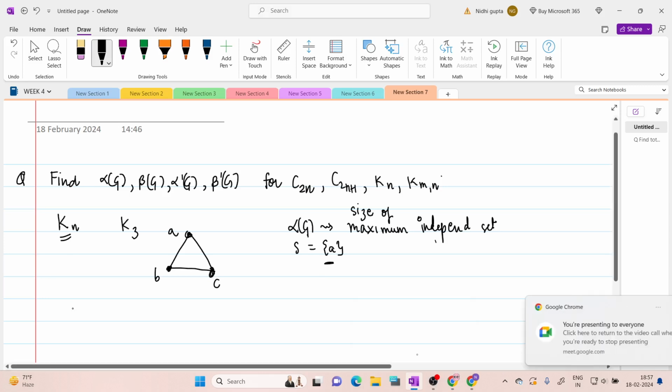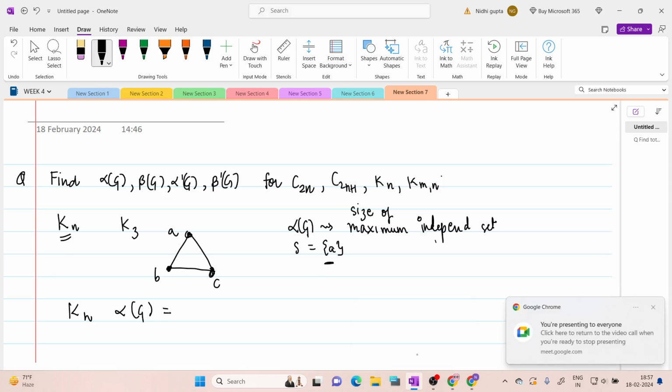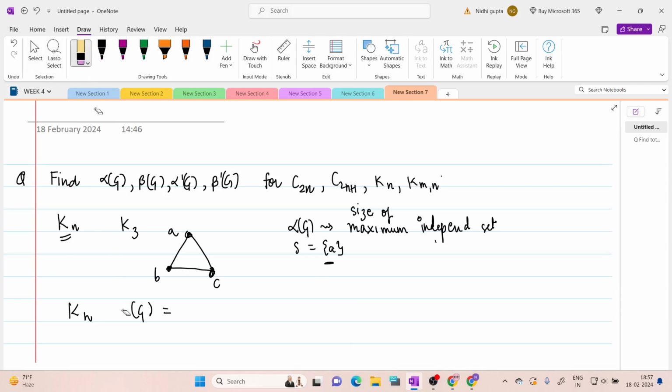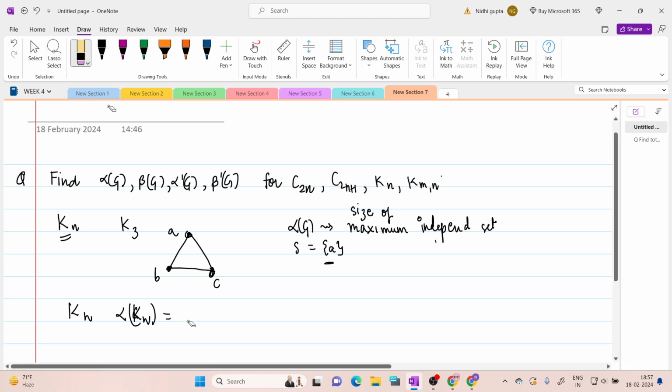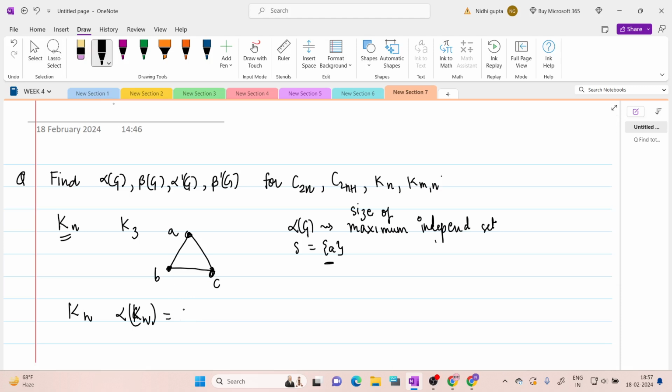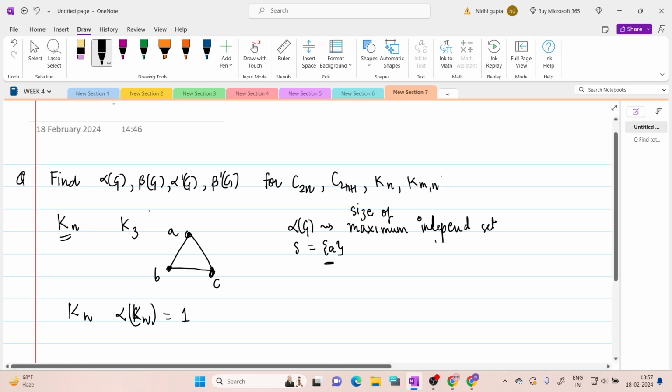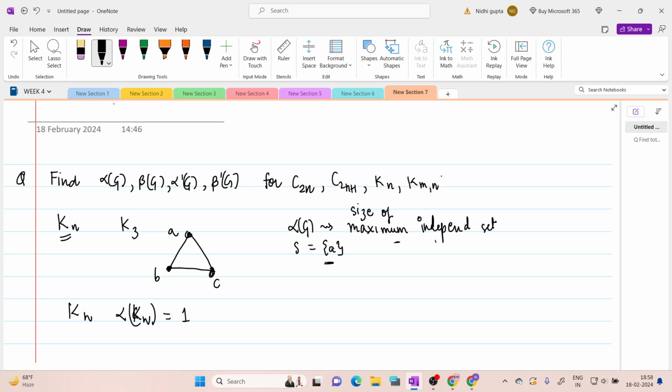So for Kn, what will be the size of the maximum independent set? Same argument as what he said. There is an edge between any two vertices, so an independent set cannot have two vertices. Therefore the size of the maximum independent set for Kn is 1. Is it clear?